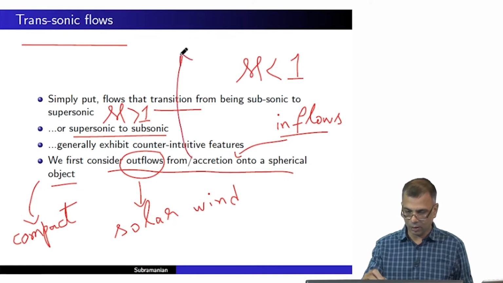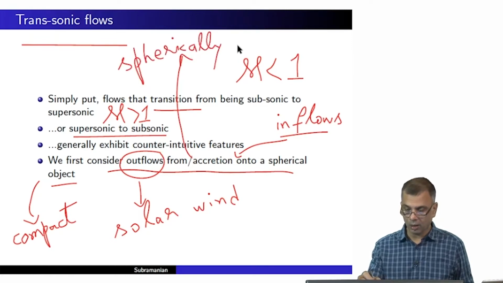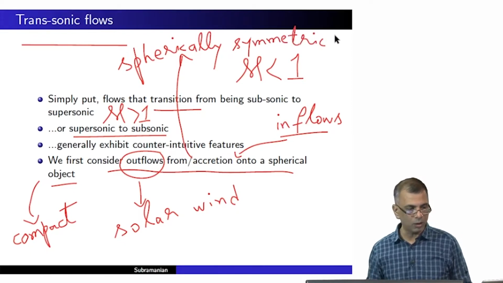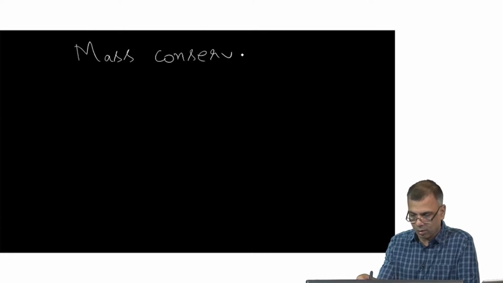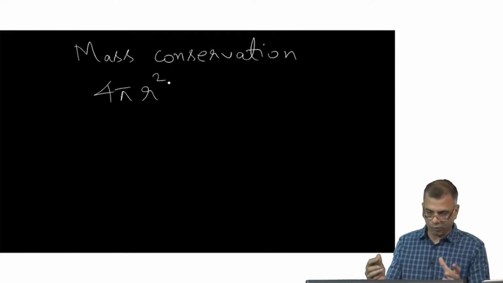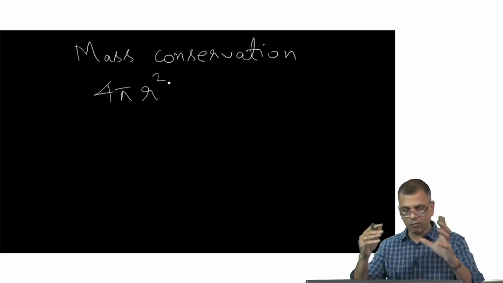This is really what we are talking about. So, let us start off like this. We introduce mass conservation in the following guise: 4 pi r squared, which is the area of a sphere of radius r.